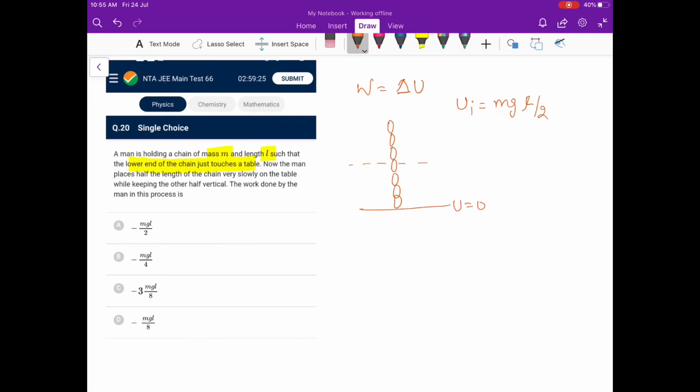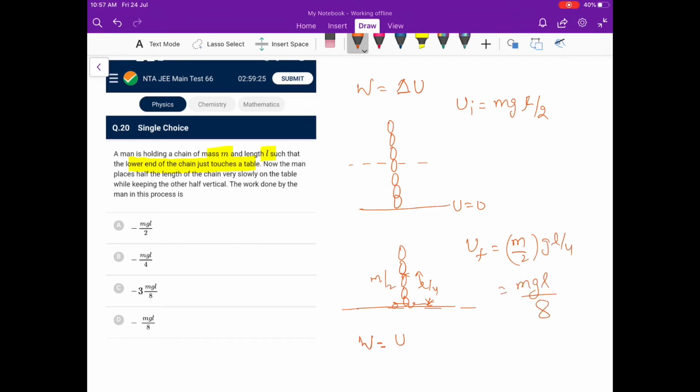Now in the second picture, half of the length is there and half is now on the table. So that half is 0 and the CM would be at L by 4, and the mass above would be only m by 2. So the final energy would be m by 2 into g into L by 4, that is mgL by 8.